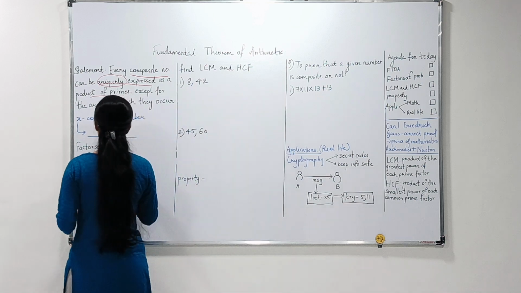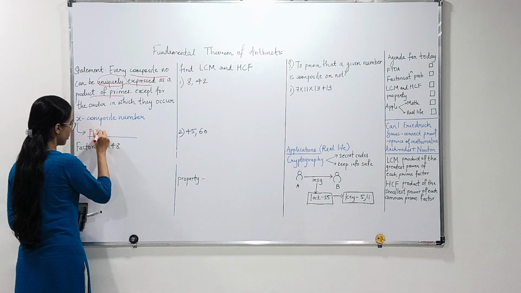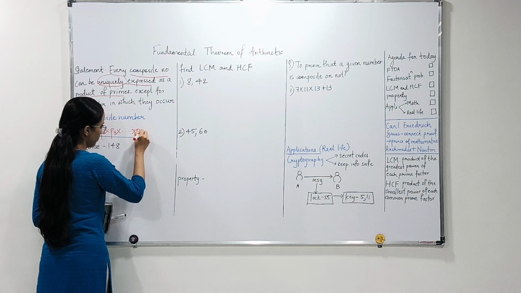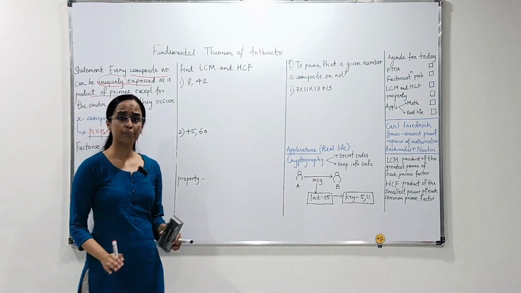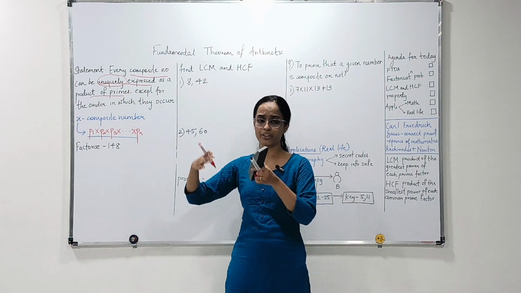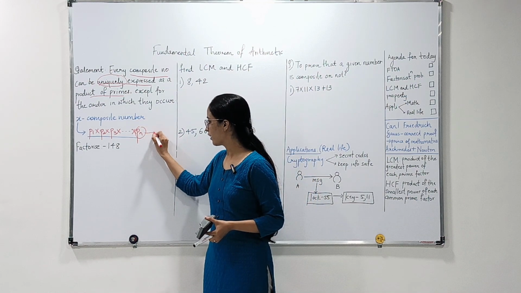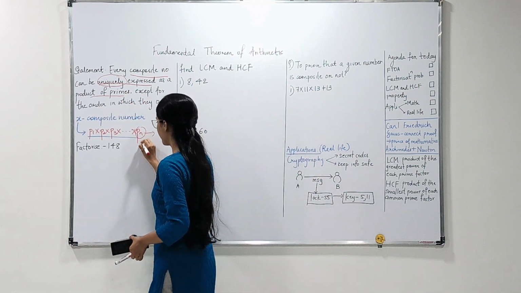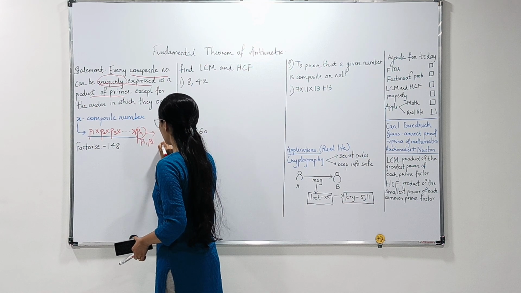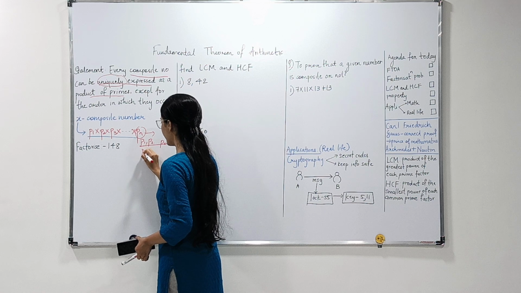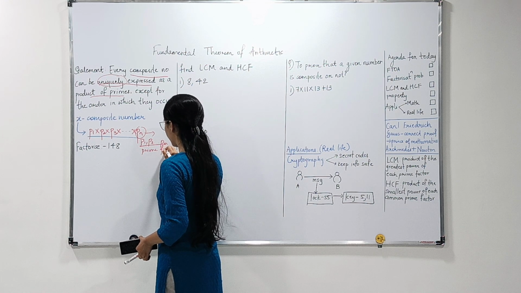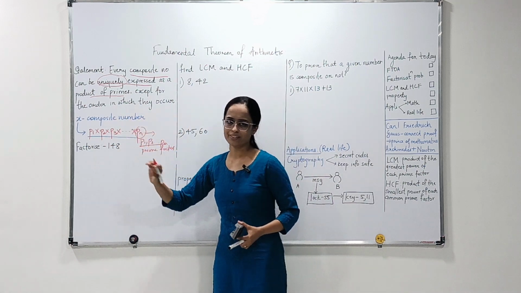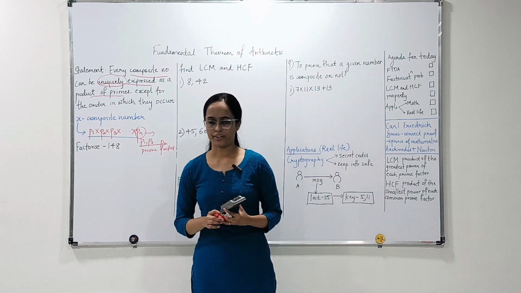So this composite number can be represented as p1 into p2 into p3 and so on multiplied by pn. Now what are these Pi's, P1, P2, P3 and so on up till Pn? These are nothing but the prime factors of the number x. So I can say that here P1, P2 and so on up till Pn are nothing but the prime factors, and these prime factors would of course be of the number x. So this is how you would generally represent a composite number in terms of its prime factors.